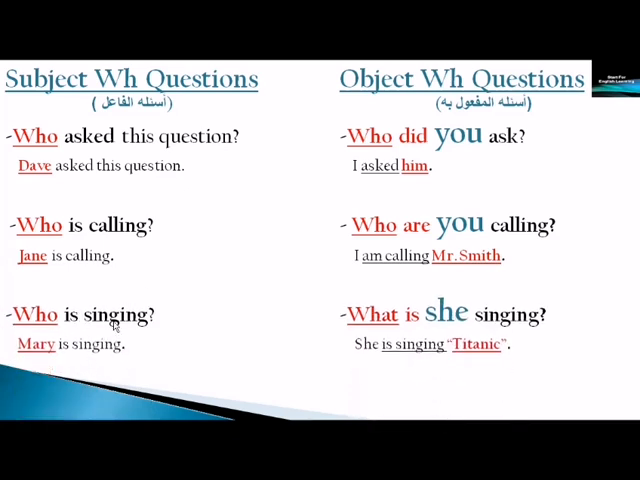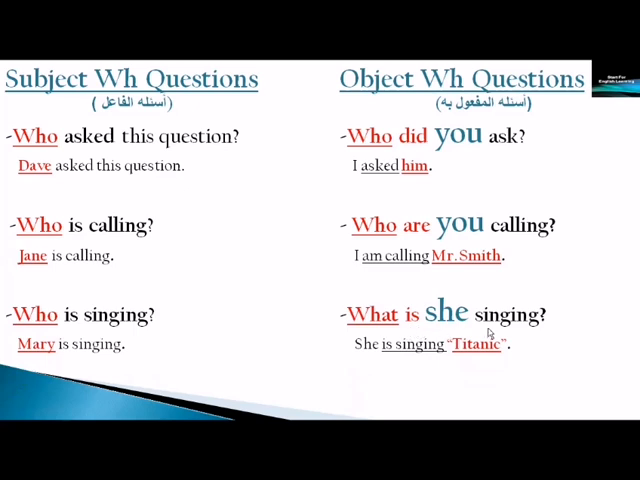Who is singing? No inversion with subject WH questions. We just replace who with Mary. Mary is singing. Mary is the subject. Who here is asking for the subject.